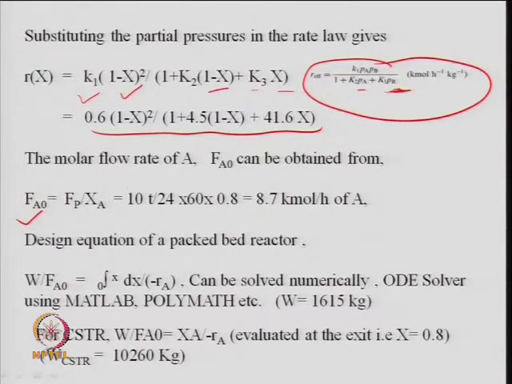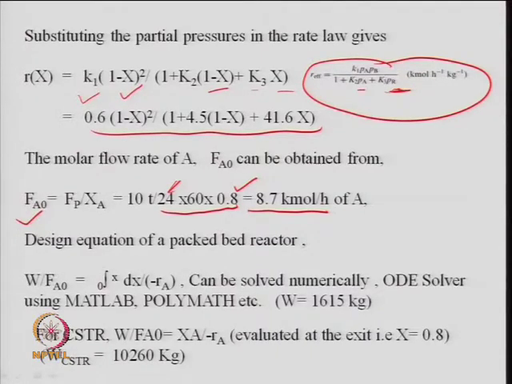So, that is 10 ton, which is given per day, and we have converted it in terms of hours. The conversion level given is 80%, so x is 0.8. This is the hours in a day, multiplied by the number of days, so the total number of hours, and this is the conversion. So, roughly it is 8.7 kilomole per hour of A.